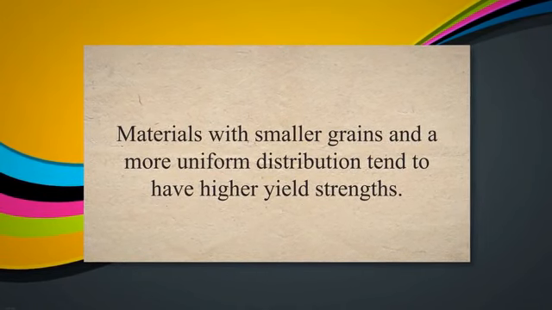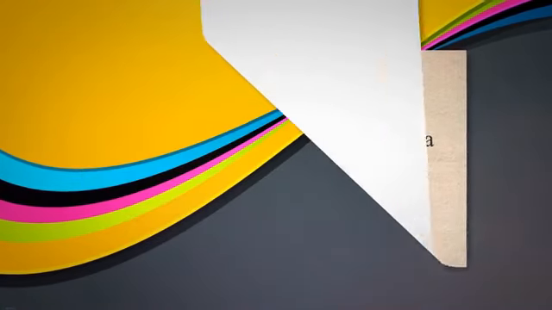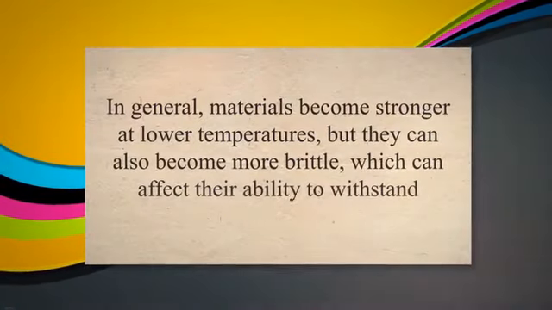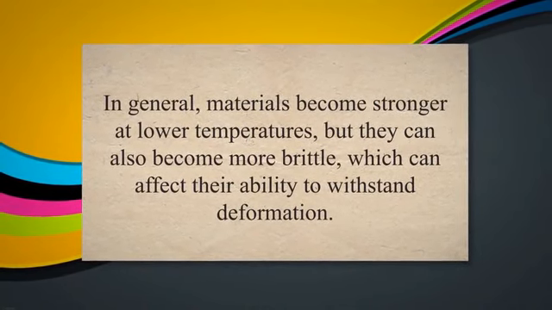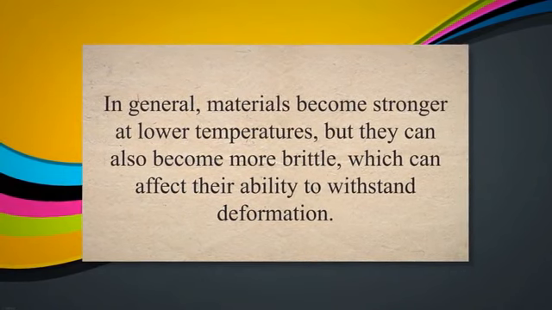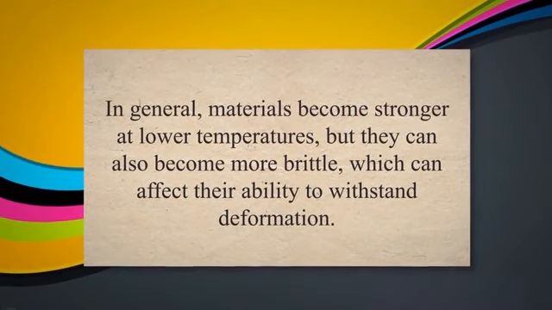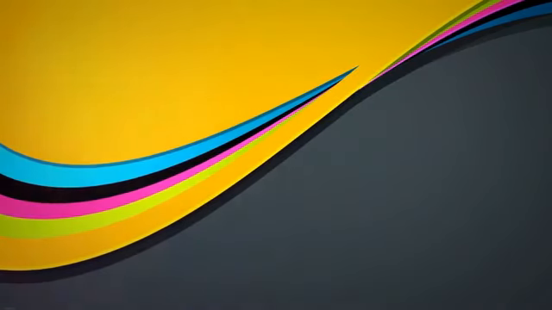Materials with smaller grains and a more uniform distribution tend to have higher yield strengths. Temperature. The yield strength of a material can also be affected by temperature. In general, materials become stronger at lower temperatures, but they can also become more brittle, which can affect their ability to withstand deformation. Strain rate.